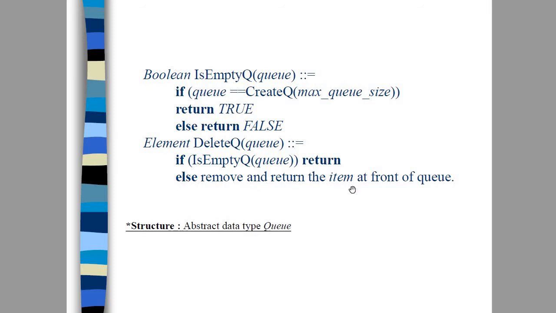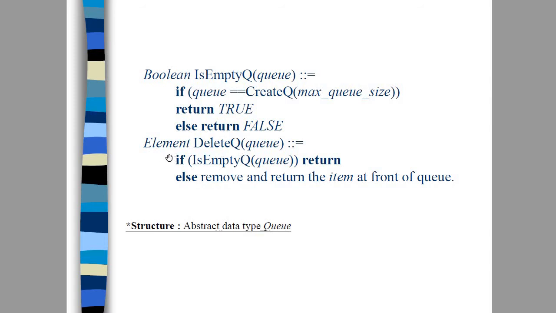The next function is empty queue. This function helps us check whether the queue is empty or not. If the queue is empty, like when we have just created the queue, it is completely empty with no elements, and the rear and front pointers will be -1. If the status is like that, then we return true, else we return false. The next function is delete queue.